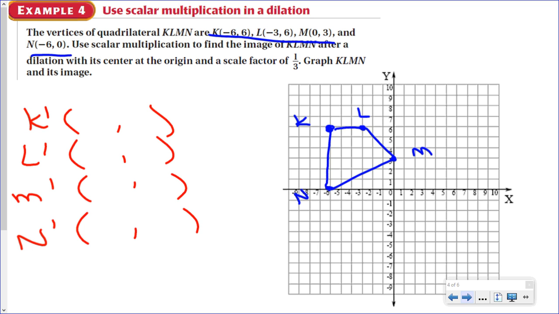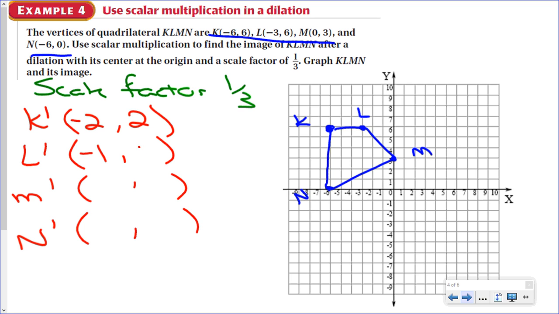Make sure you also put in your notes that the scale factor for this problem is 1/3. Every single point you're going to multiply by 1/3. So if you take the original coordinates and multiply them by 1/3, here's what you get. -6 times 1/3 is -2. And then you get 2 for that one. Now I'm on L. -3 times 1/3 is -1. 6 times 1/3 is 2. 0 times 1/3 is 0. 3 times 1/3 is 1. -6 times 1/3 is -2, and the last one, 0 times 1/3 is 0.